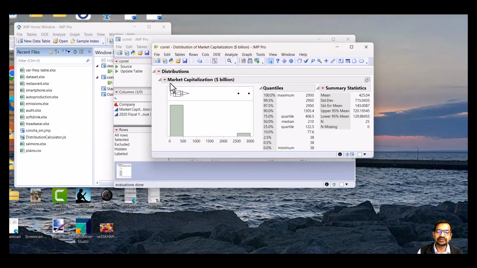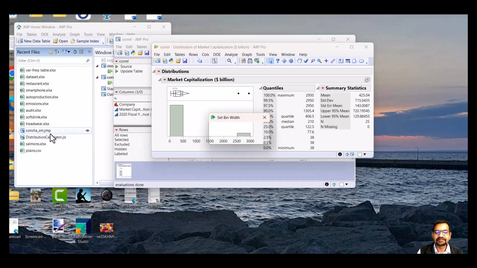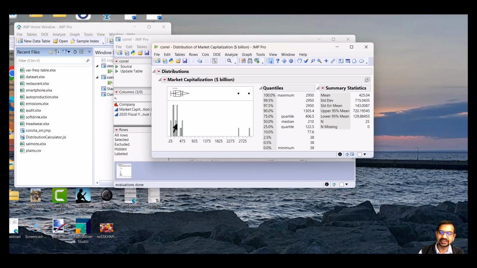And we can reduce the binwidth to maybe 25. Histogram options, set binwidth. We can see 25 billion. Again, we will have these two extremely high outliers. So once we look at it in a more conventional way, we see that this data is right skewed. We have a couple of values on the very high end, but the bulk of the values lie to the left.